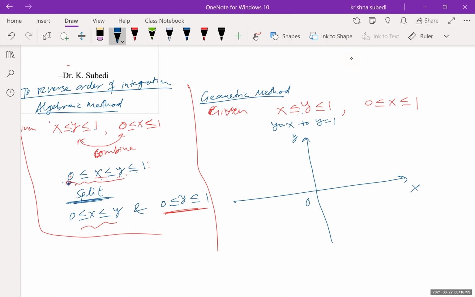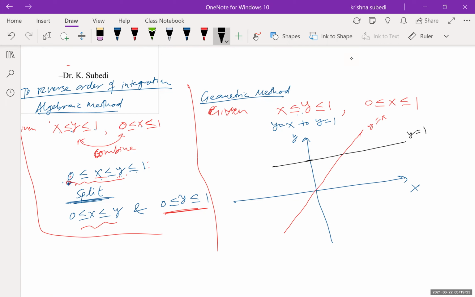Okay, now y equal to x, that means it is this line here. Y equal to x. Now, next one is y equals to 1. So y equals to 1 should be here. This is your line y equals to 1.